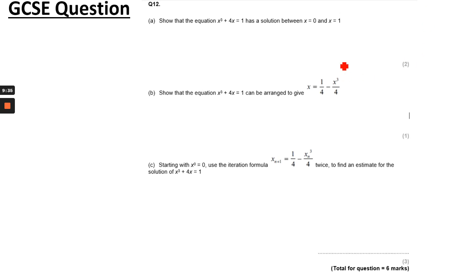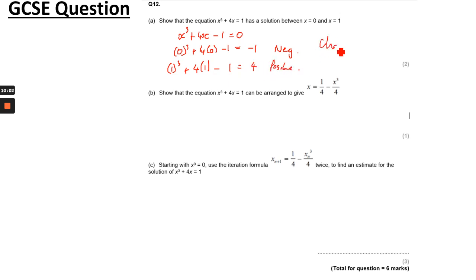Okay, so solution between 0 and 1. So we want to rearrange this equation. If we put 0 in, 0 cubed, add 4 lots of 0, subtract 1 is going to give us negative 1. So that's negative. And if we put 1 into that equation, 1 cubed, add 4 lots of 1, subtract 1, 1 add 4 is 5, take away 1 is 4. Positive, so you need to say change of sign.